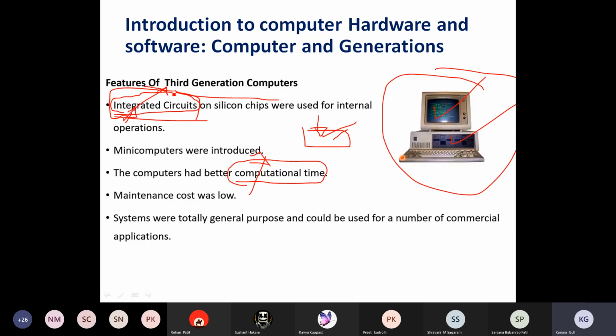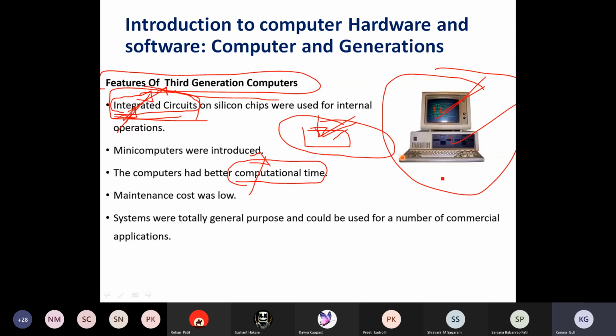So now third generation computers were built on integrated ICs. Integrated ICs are nothing but multiple or thousands of circuits integrated on a single chip. That was the replacement that took place during the third generation. Because of the usage of these ICs inside the system, the size of the systems was drastically reduced, and minicomputers had better computational time compared to the previous two generation systems.